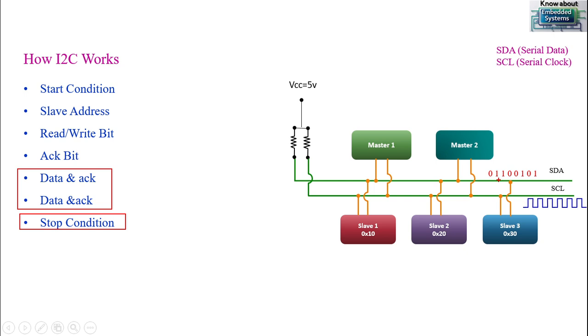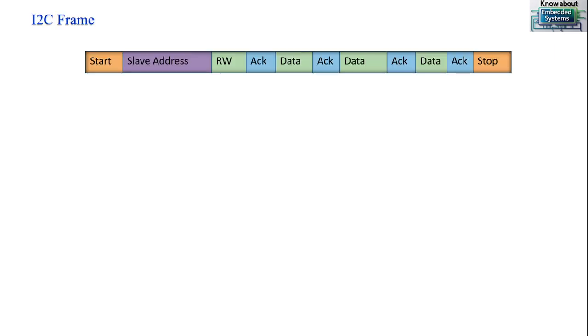Okay, I hope this is clear to all. Now let us move to the next topic, the I2C frame. I already told you in the introduction and feature slides that I2C has its own frame. I2C is basically a frame-based communication protocol with different fields, and we will understand them one by one.